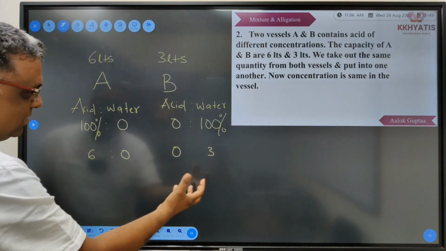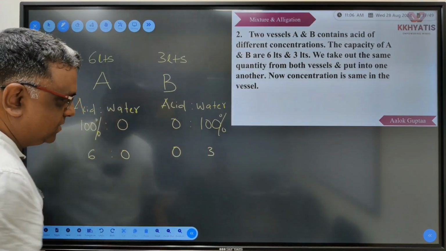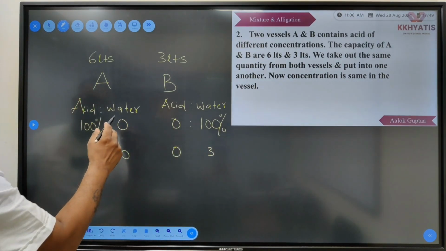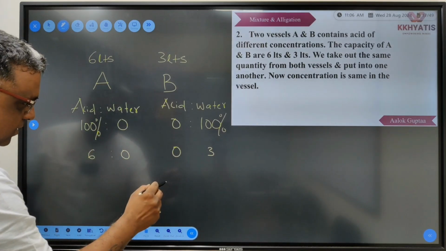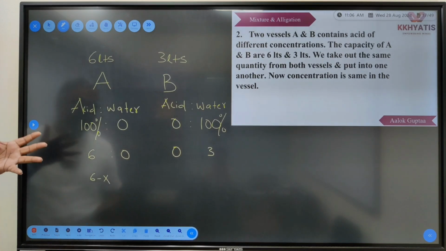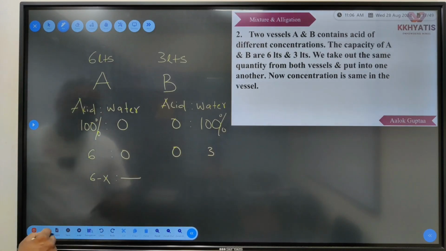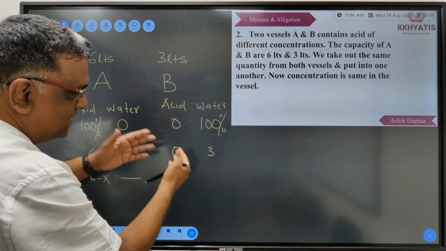Now what I am doing, I am taking some quantity from here and the same quantity from here, and I am replacing to each of these. So let us say I took X from here. So how much acid will remain here? 6 minus X, because I will take X of acid, and this X will go and sit here.